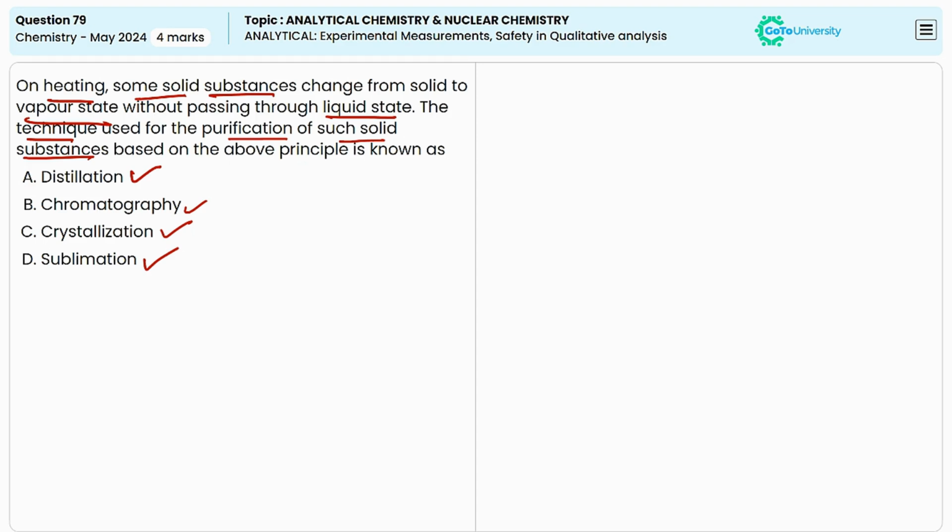So here it is given a solid is directly converting from solid state to vapor state. So here the best method for the separation of these kind of solid substances is sublimation. So option D is the correct answer.